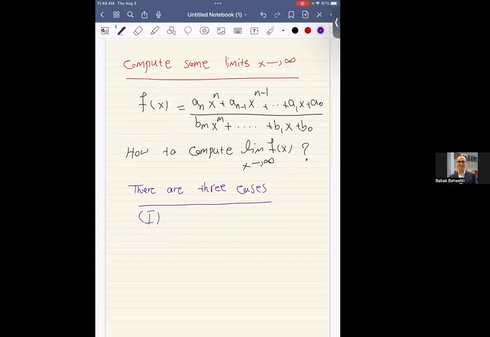The first case is when n is greater than m. That means the degree of the numerator is bigger than the degree of the denominator. Then the limit of f of x as x goes to infinity is either plus infinity or minus infinity. Basically, the limit at infinity is infinity, either plus or minus.